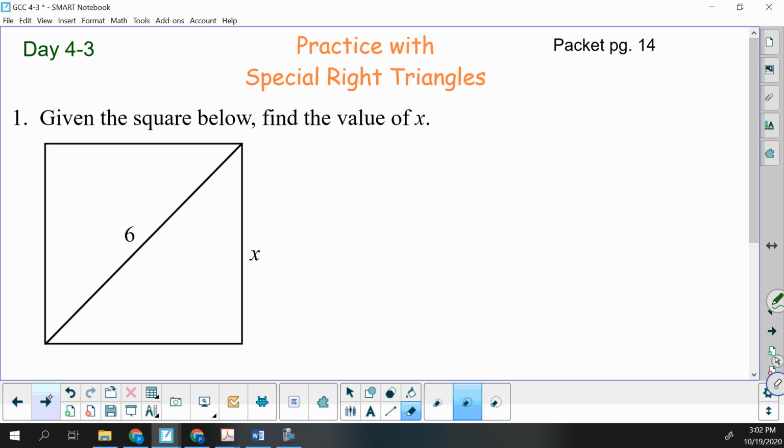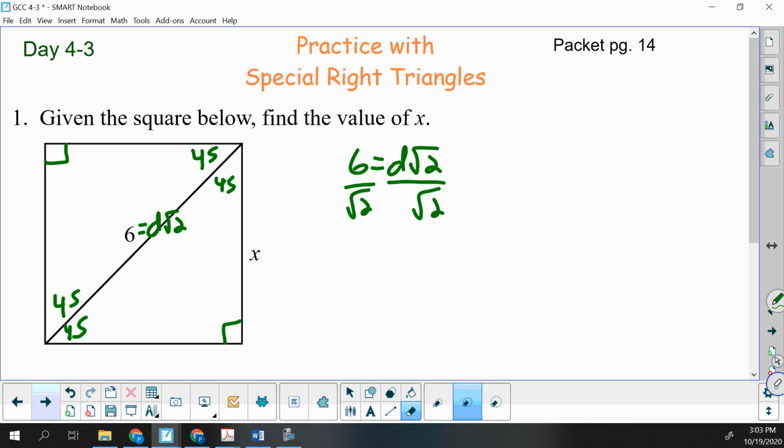All right, we're going to go to page 14 to start today's practice. We've got a square. So we know squares have right angles. The diagonal will split those 90 degrees into 45 degrees. So really we've just got a 45, 45, 90 triangle. Across from the 90 in the 45, 45, 90, we know should be D square root of 2. This allows us to set up our equation. We'll do 6 equals D square root of 2. We'll divide by square root of 2 on both sides, giving us 6 over square root of 2 equals D.